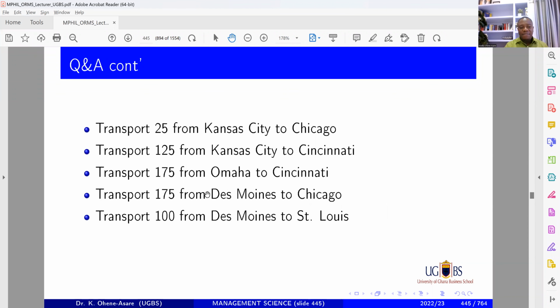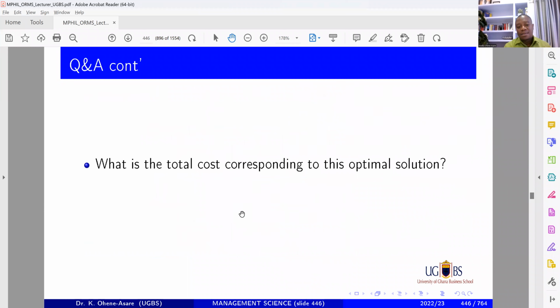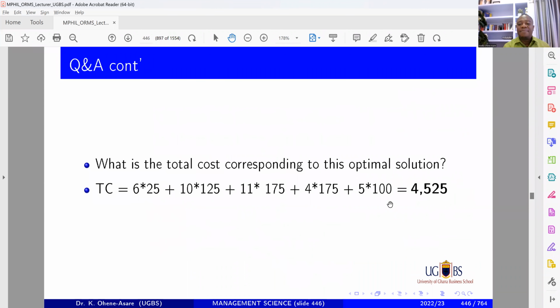Well, you can pick them even from here. But when you redraw the thing, you see it. Here, 25, 125. Then you have 175, then 175, then 100. So you pick their respective cost values and multiply them, and that will give you 4,525. Okay, so first let me go to Joanna, then I'll come to Mark.